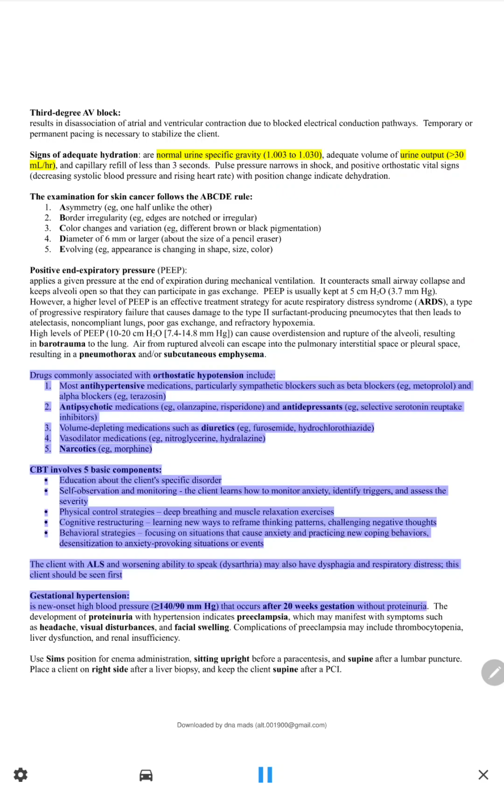The client with ALS and worsening ability to speak (dysarthria) may also have dysphagia and respiratory distress. This client should be seen first.